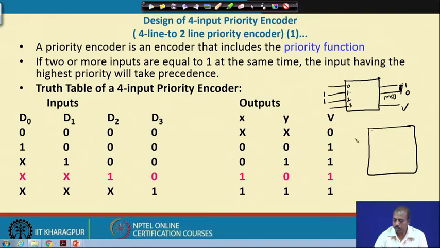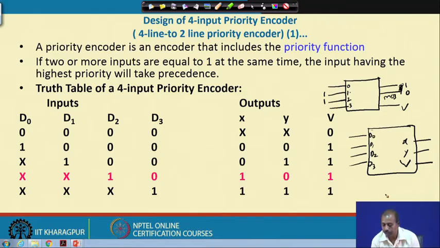So, you have got this D0, D1, D2, D3. So, there are two outputs x and y, and there is another output which is valid, V. So, for the operation, we have to look into the valid bit. If the valid bit is not equal to 1, that means whatever output is produced at x y is not a valid combination.